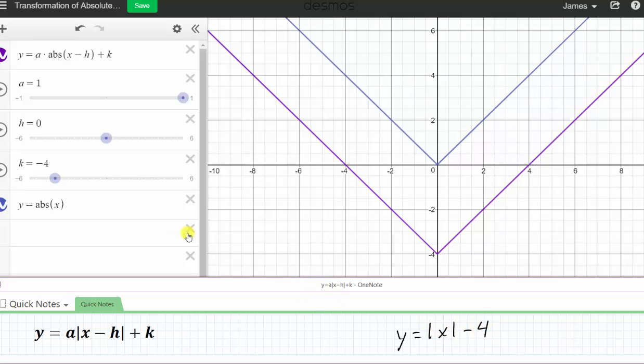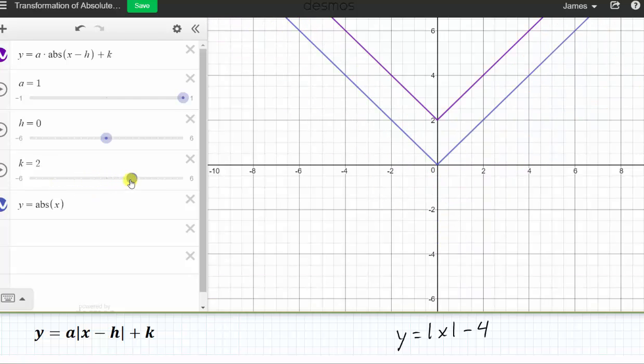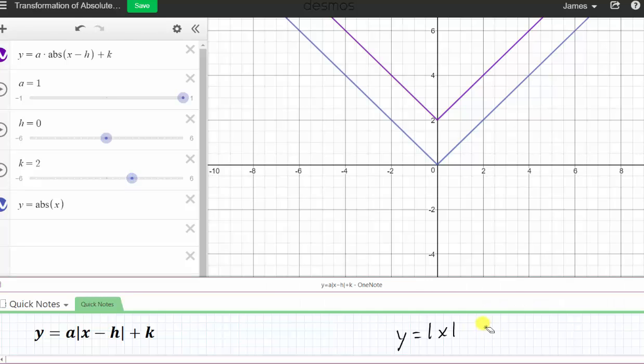And let's take a look at an equation when k is positive. Let's change k to positive 2. Notice how the graph is shifted up 2 units, and because k is positive 2, the equation of this purple graph, or this graph here, is y equals the absolute value of x plus 2.